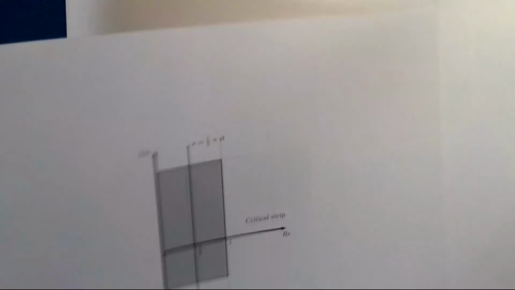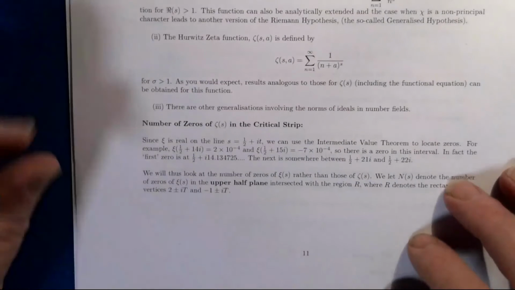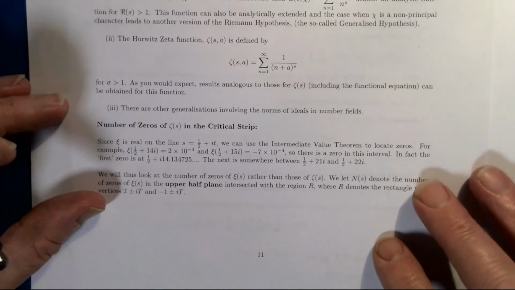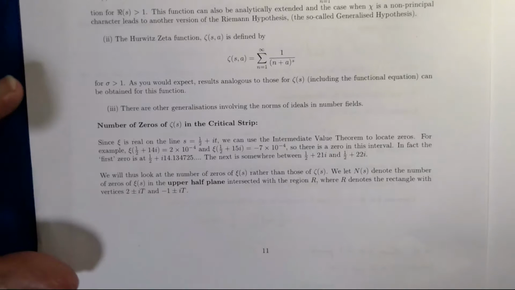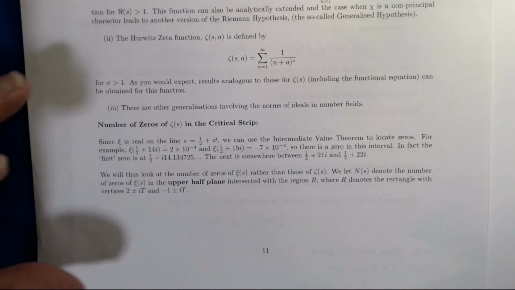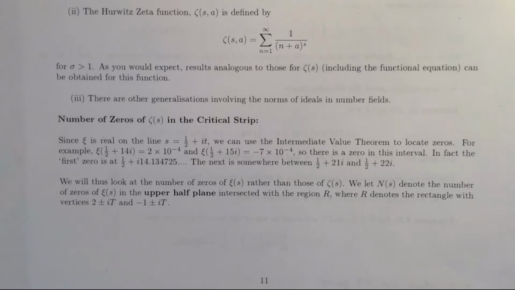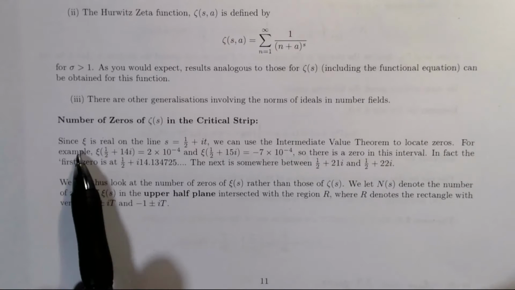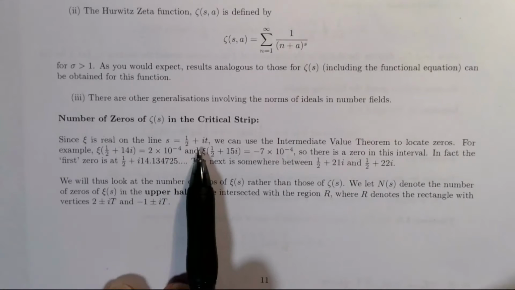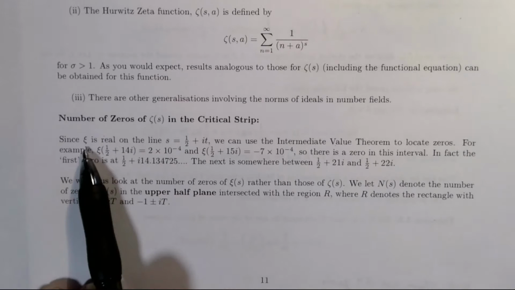Okay, so I'm going to come back now to our question of the number of zeros in the critical strip. Remember what we did was we constructed, following Riemann, this new function called psi. I'll write down the formula for it again in a moment, but this psi function is real on the line s is a half plus it, and the zeros of the zeta function are the same as the zeros of the psi function.